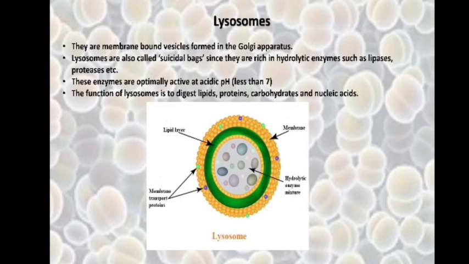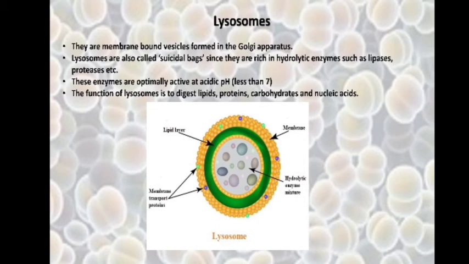Enzymes of the lysosomes are synthesized in the rough endoplasmic reticulum and exported to the Golgi apparatus. The enzymes are trafficked from the Golgi apparatus to lysosomes in small vesicles which fuse with larger acidic vesicles.